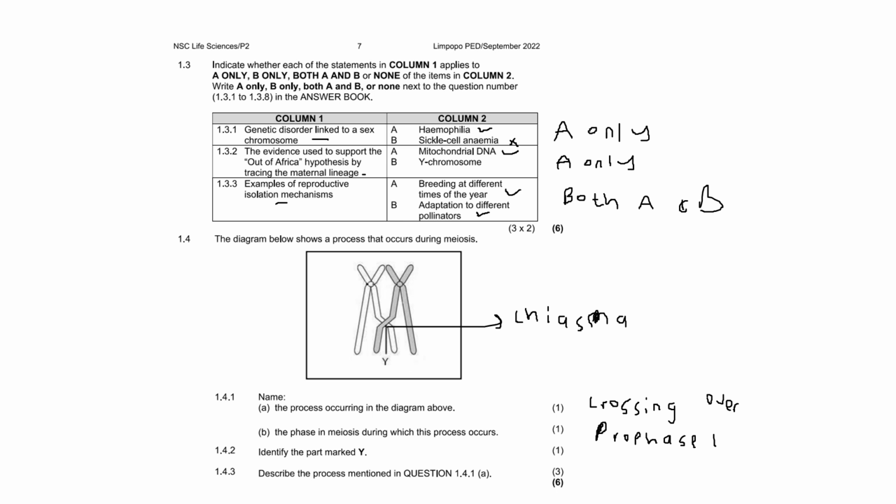Now describe the process mentioned in 1.4.1. That's crossing over. So here, first of all, the homologous chromosomes pair up. The first point is that the homologous chromosomes will pair up. Each chromosome will have two chromatids. From there onwards, the chromatids will overlap or cross over each other. Therefore genetic material is exchanged, and the new chromatid that forms will have a combination of the two different traits. So the first thing is that we have two homologous chromosomes.